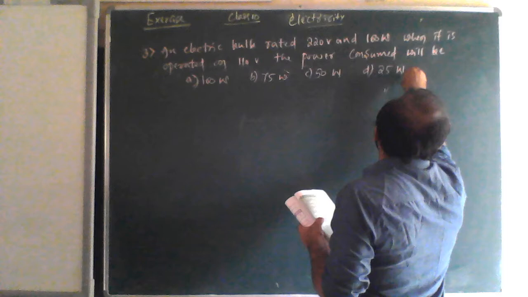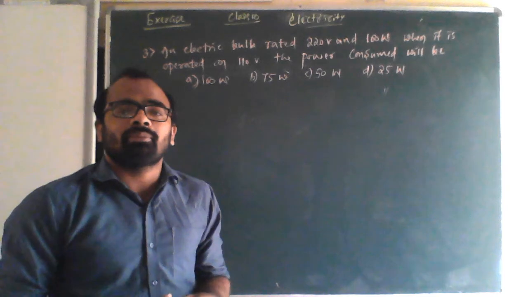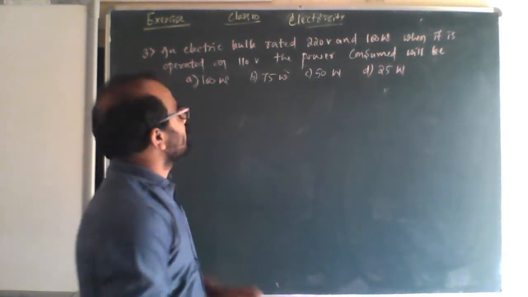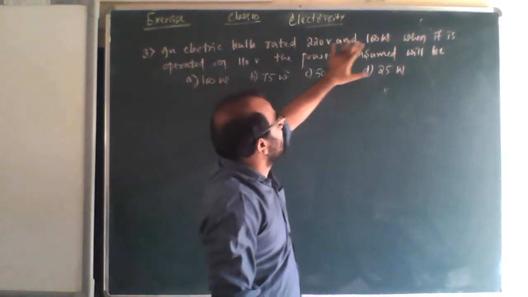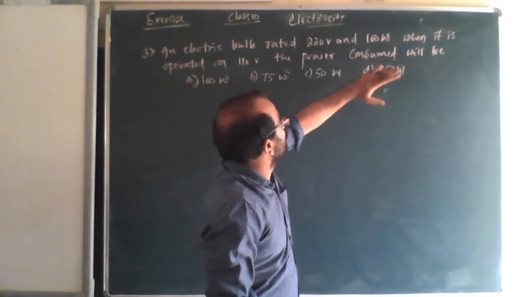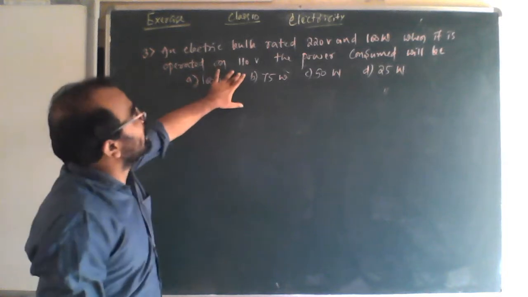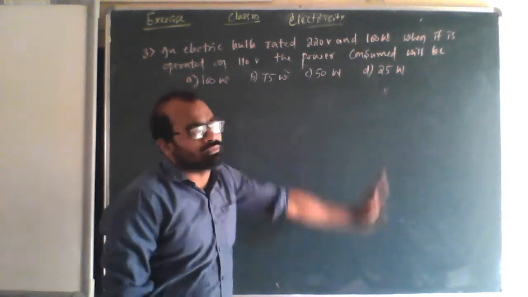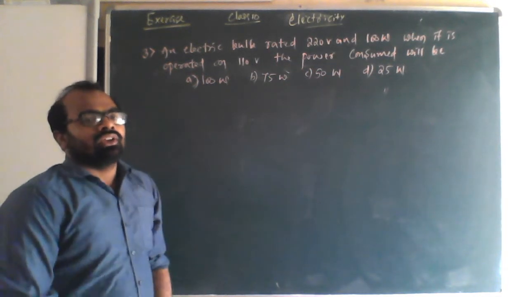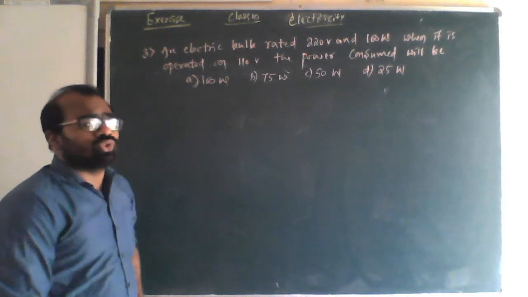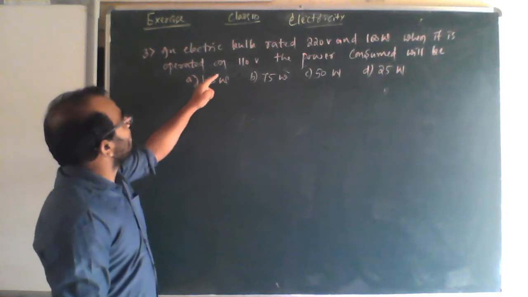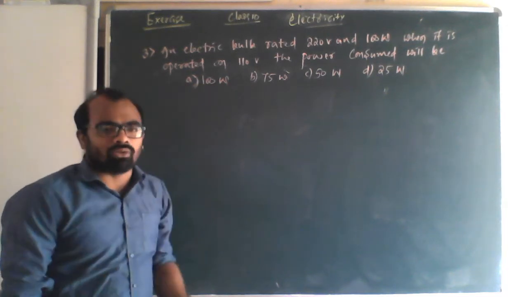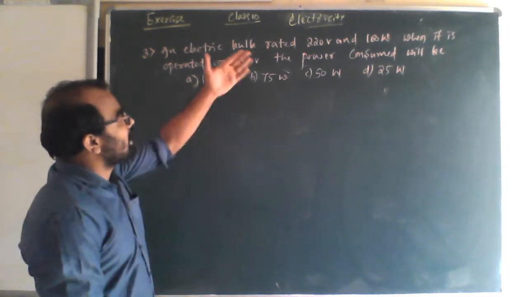Okay. See, an electric bulb rated 220 volt and 100 watt. You know, rated means 220 volt is the voltage and 100 watt is the power. When it is operated on 110 volt, the power consumed will be? When it is operated on 220 volt, we have the power of 100 watt. So when it is operated on 110 volt, what will be the power? You should understand, we cannot make it half.